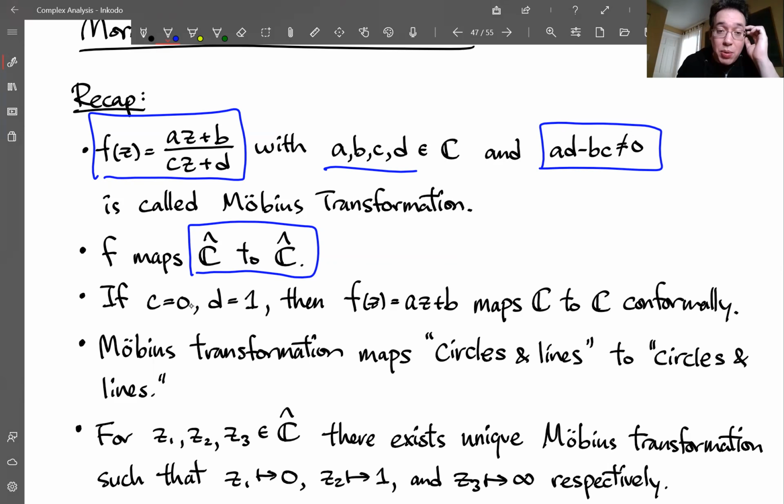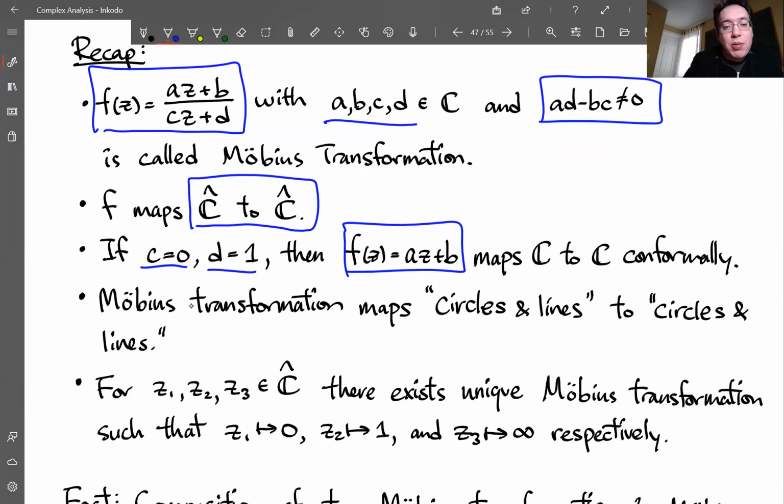In the special case that there's no z in the denominator, so c is equal to 0 and d is just scaled to be 1, then you have a linear function. And that maps the complex plane to the complex plane conformally. And it sends infinity to infinity in that situation.